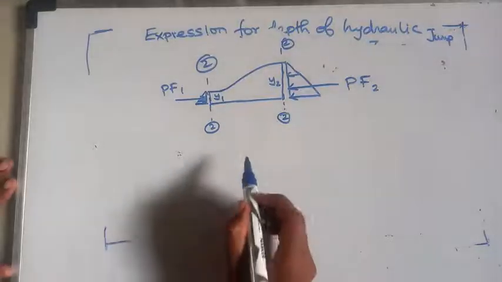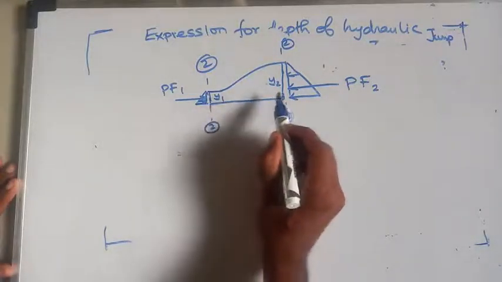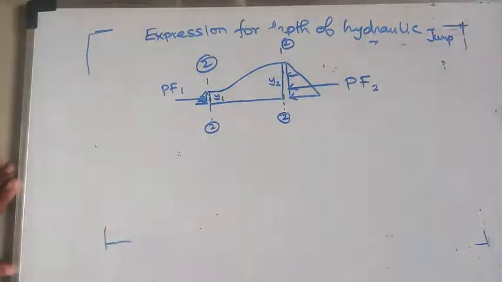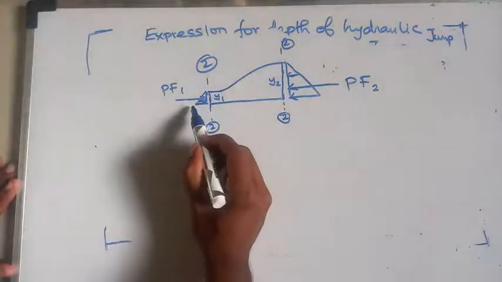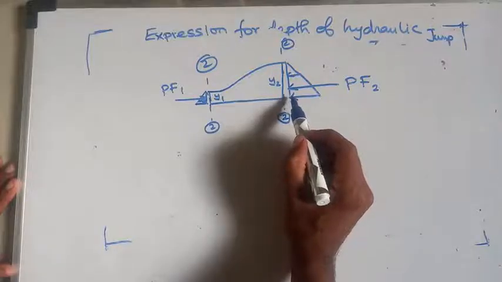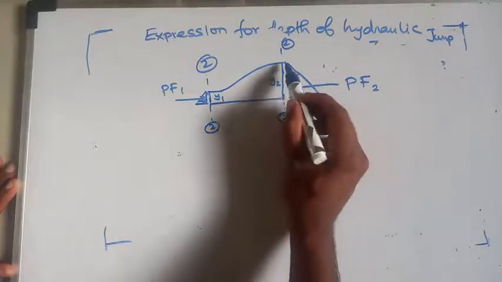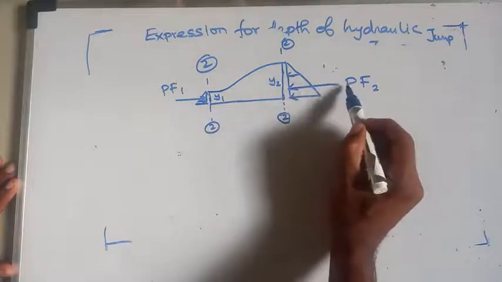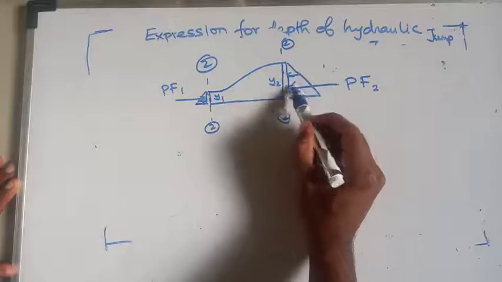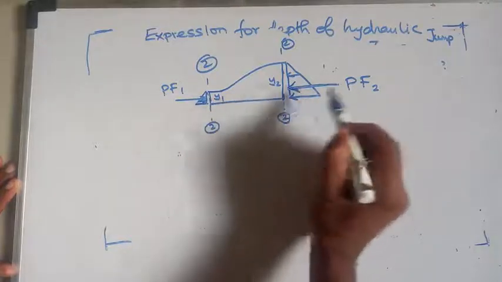Okay, now before jump depth is y1, after jump depth is y2. So what I am going to do is, first I have to draw the pressure distribution diagram. Actually in a hydraulic jump, the pressure distribution will not be hydrostatic, but for simplification I am considering it as hydrostatic. Because of this pressure distribution, there will be a pressure force at this section. Always pressure acts towards the surface.